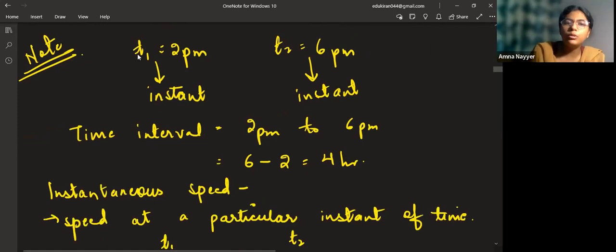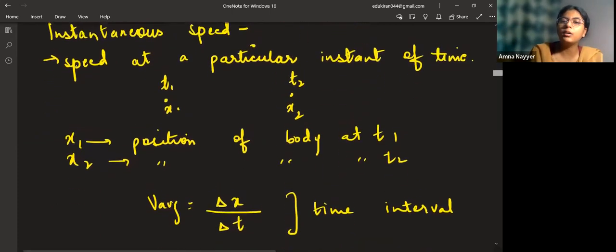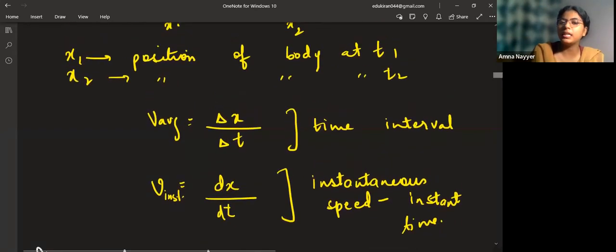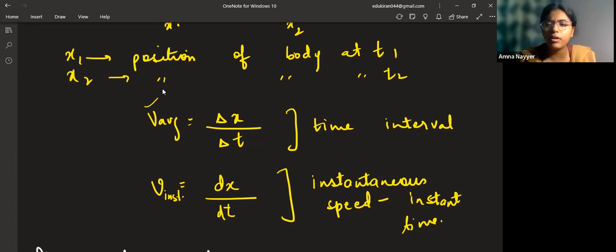From T1 equal to 2 p.m. to T2 equal to 6 p.m., the time interval is 4 hours. So we use average. Then instantaneous speed is the speed at a particular instant, for x1 at T1, for x2 at T2. When you have a particular instant, you use the difference form, the way you have been using, when duration is given and time interval is mentioned, you calculate average. When exactly a particular time is given to you, a very short moment, you use instantaneous speed. Fine. This is what is meant by it.